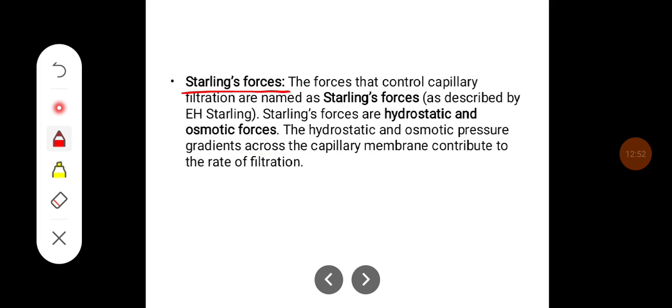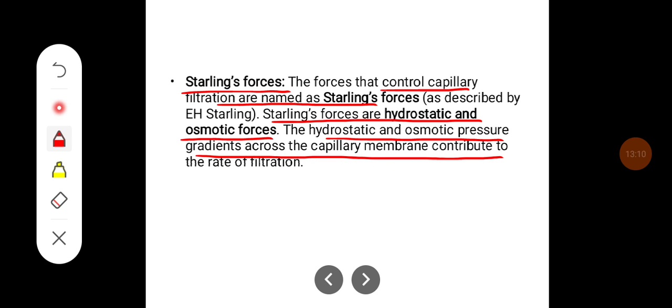And these are called Starling forces. The forces that control the capillary filtration are named Starling forces, as they were described by Starling. Starling forces are hydrostatic and osmotic forces. The hydrostatic and osmotic pressure gradients across the capillary membrane contribute to the rate of filtration.